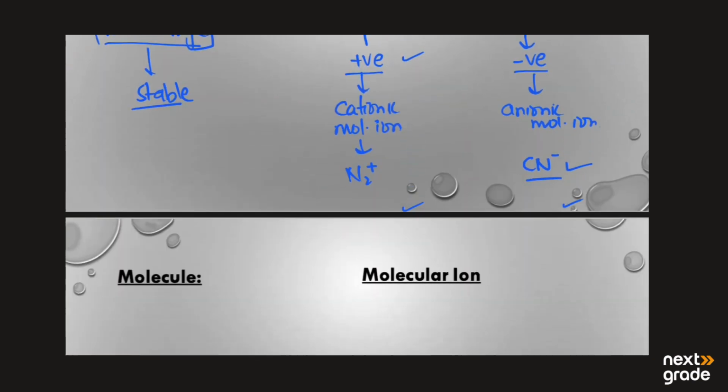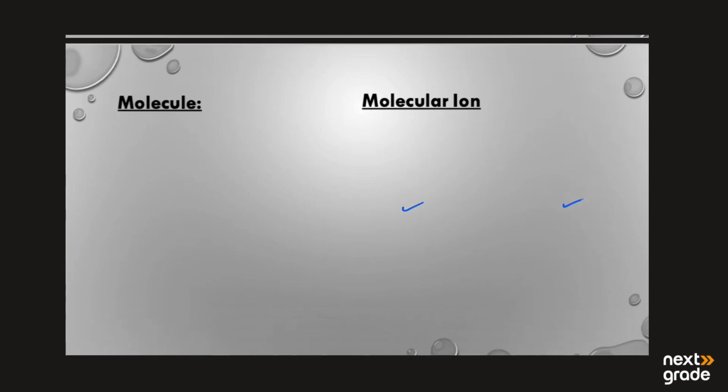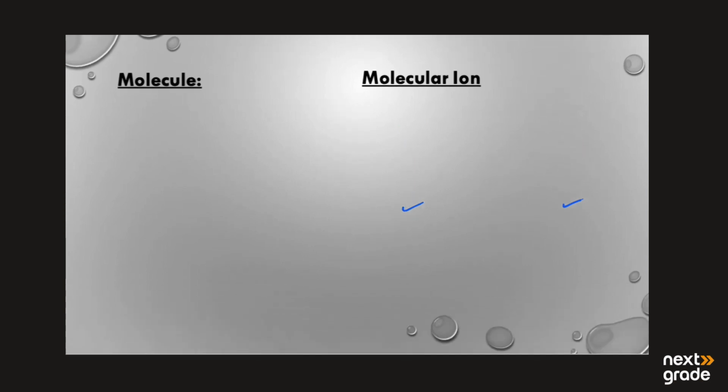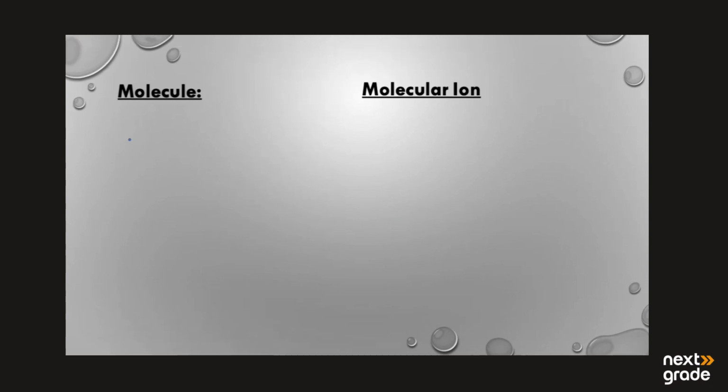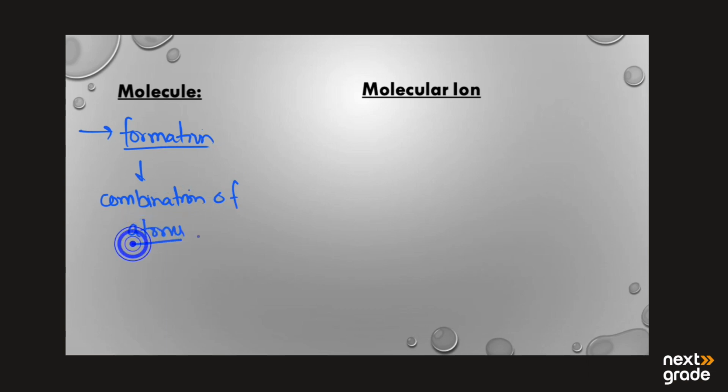Next we have the third difference between the molecule and the molecular ion. It is about their formation. Molecules are formed simply by the combination of atoms. So atoms combine and form the molecule.